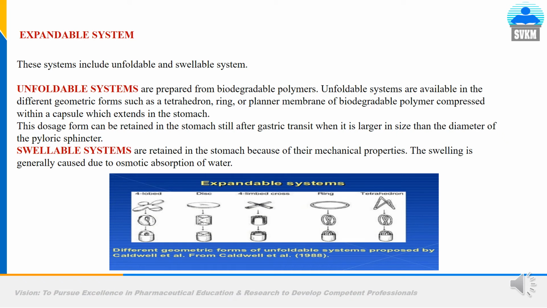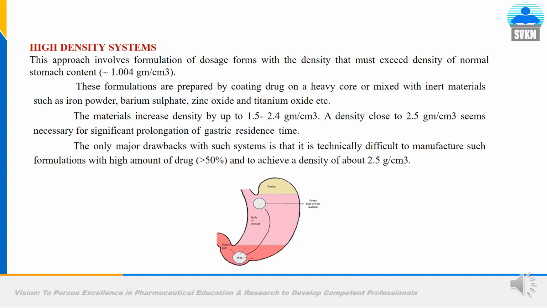This is the unfoldable system. Next one is swellable, meaning some polymer agents with mechanical properties are used which have osmotic absorption of water, and because of that absorption of water, it will increase many times in size, more than the diameter of the pyloric sphincter, and again because of the greater size, it will be retained in the stomach.